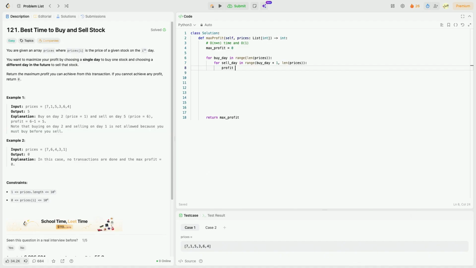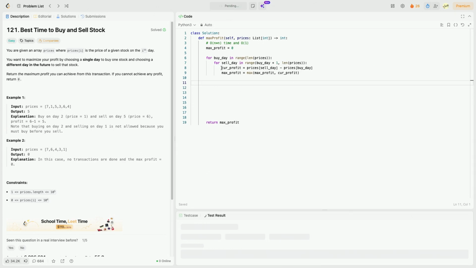So profit is then nothing but prices on the sell day minus prices on the buy day. The profit is, of course, the difference between the sell day and the buy day. And then the max profit is going to be the maximum between the previous max profit and our current profit. If we run this, that should work.